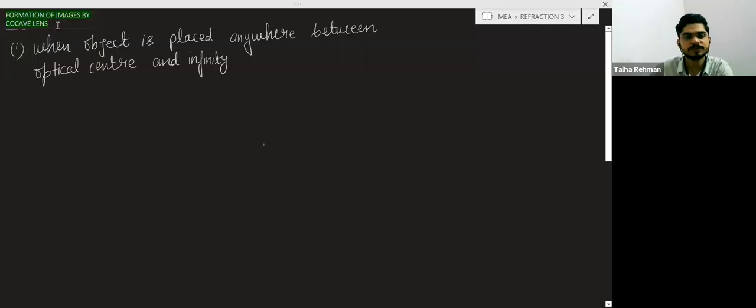Formation of images by concave lens, when the object is placed anywhere between optical center and infinity. So I am taking a concave lens.